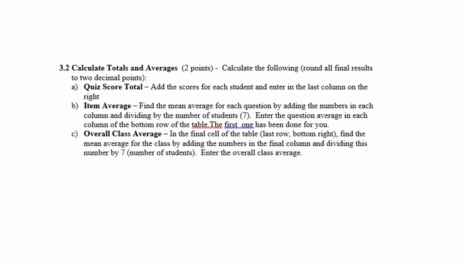So we're going to calculate a total score for each student, the quiz score total. We're going to find the mean average for each question. And the way we're going to do that is we're going to add the column numbers and divide by the number of students, which in this case is 7. And then finally, in the last cell of the table, the last row on the bottom right, we're going to find the mean average for the entire class. In other words, what was the average score in the entire class by adding the numbers in the final column and dividing by the number of students, 7. That's the overall class average. So let's see how we do this.